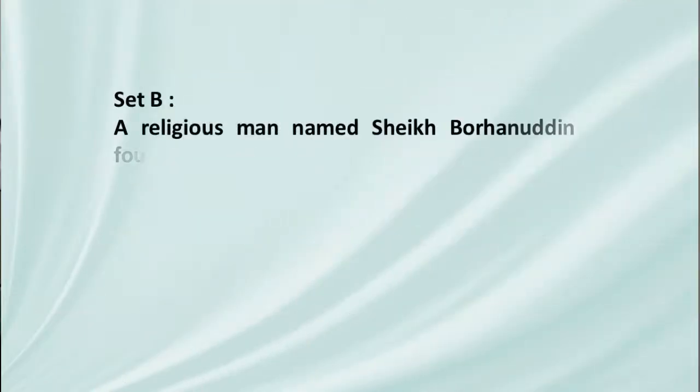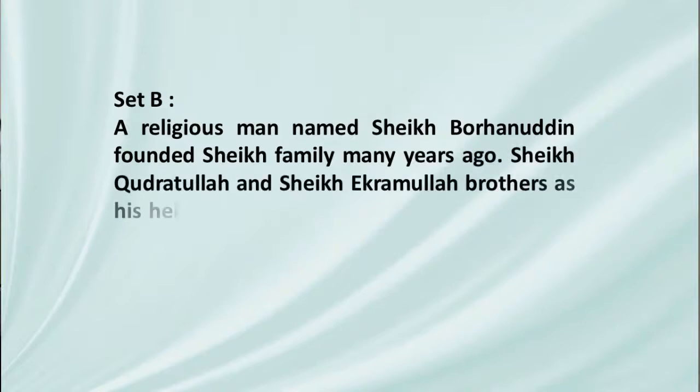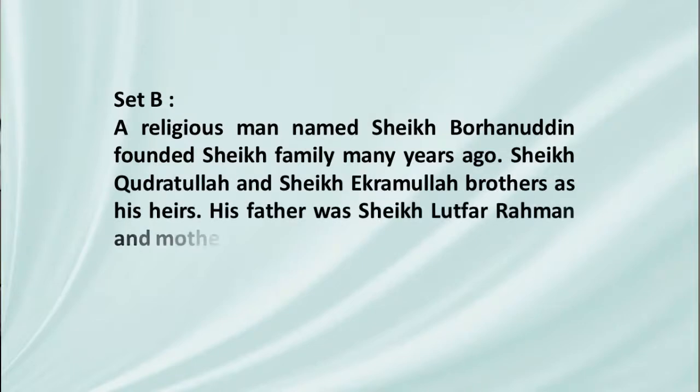Set B, a religious man named Sheikh Burhanuddin founded the Sheikh family many years ago. Sheikh Kudrutullah and Sheikh Ikramullah were brothers and his heirs. His father was Sheikh Lutfur Rahman and mother was Sheikh Shaira Khatun.